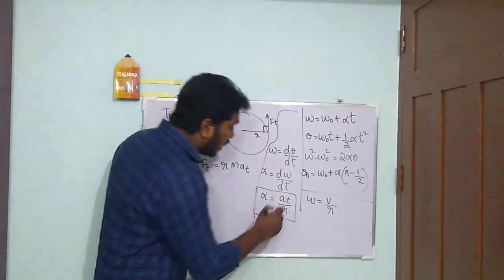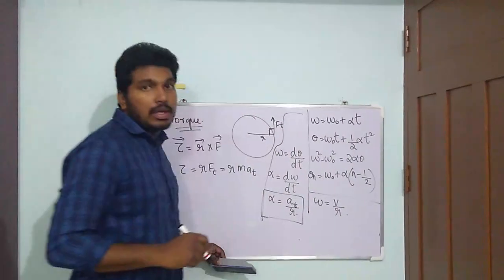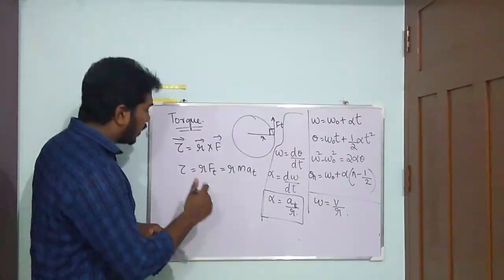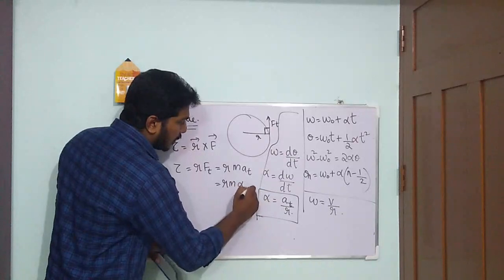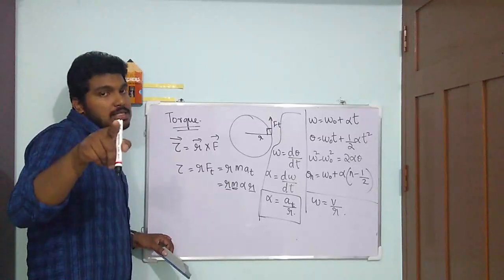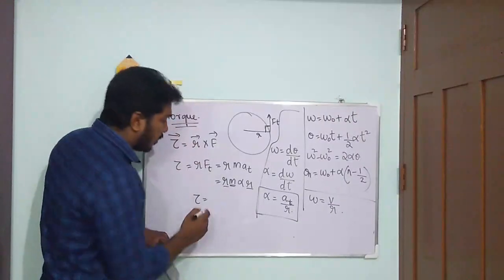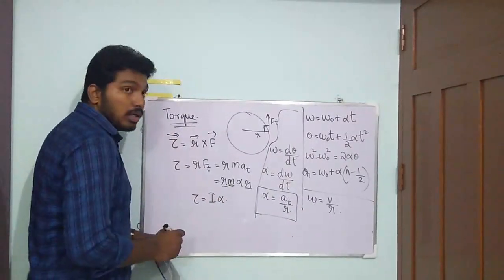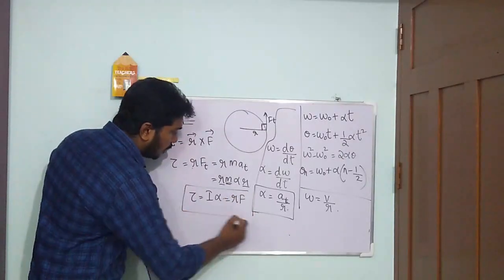Now A_T is the tangential component of acceleration. I'm going to use this result over here. So what do you get? Tau is equal to R into M into, what is it, alpha R from here, right? M R into R, M R square. What is M R square? Yes, for a point mass, M R square is I, the moment of inertia. So torque is equal to R F, which is equal to I alpha, and this is a very, very important relation which you cannot forget.